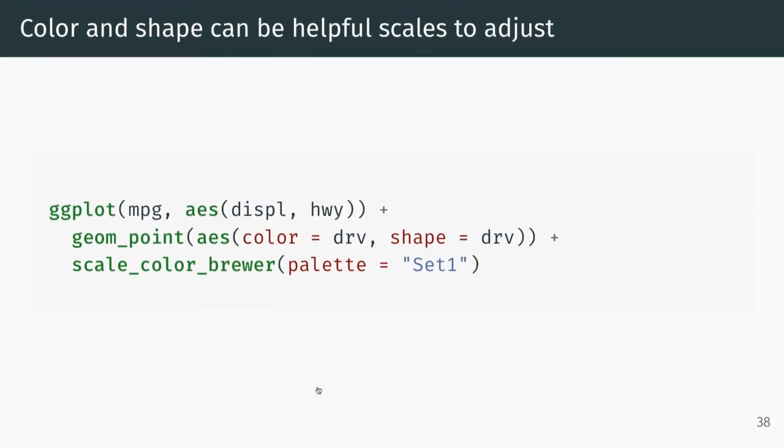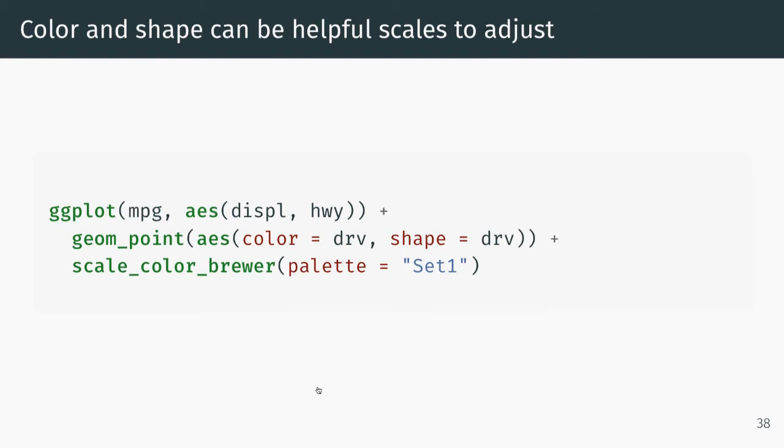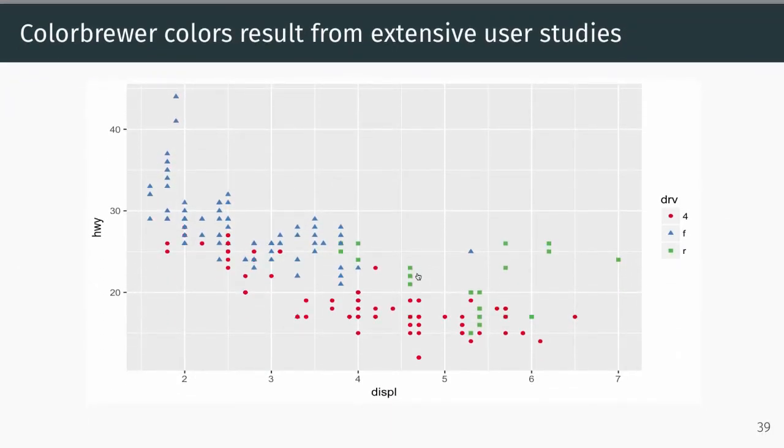We can also use color much more effectively than we've been doing. And we can use shape, and it's often a good idea to use redundant aesthetics to mark data. So here we're looking at the drive types. The drive types are 4-wheel drive, rear-wheel drive, and front-wheel drive. And we're using both color and shape to determine them. And then we're using a specific kind of coloring called the color brewer scale to color them. And this gives us this.